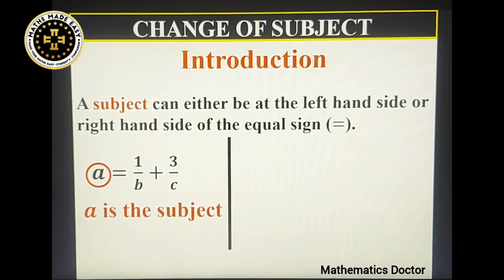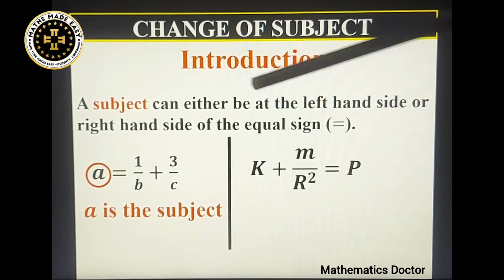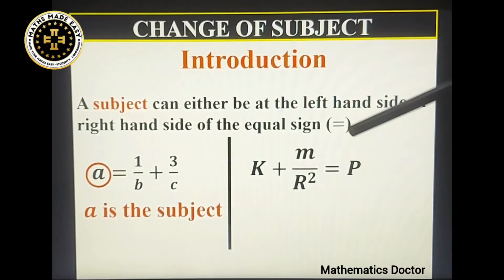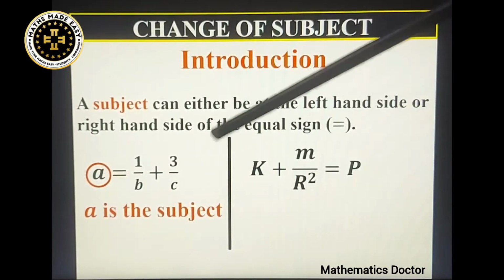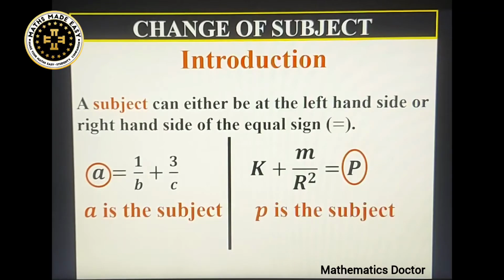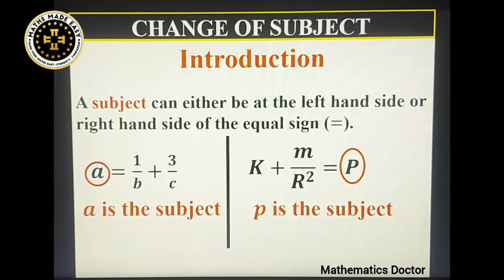Now, let's get to another one. We have k plus m over r squared is equal to p. This particular relation has p as the subject, since p is alone at the right-hand side of the equal sign. So p here becomes the subject in this particular expression or relation. With this, you'll be able to conclude which of the variables is a subject. Once that variable stands alone at any side of the equal sign, it is the subject.